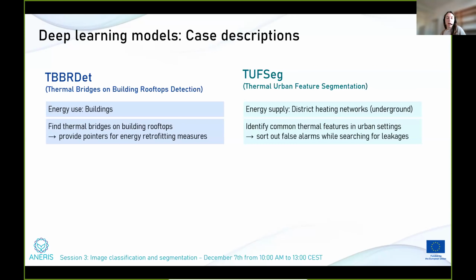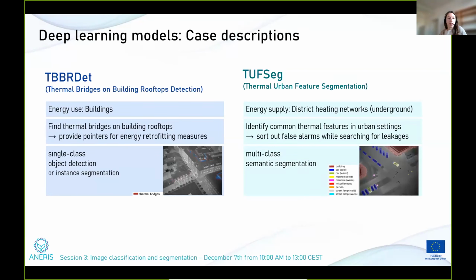What do these problems look like when we define them in the terms of AI? Well, the thermal bridges on building rooftops detection would be a single class object detection problem.